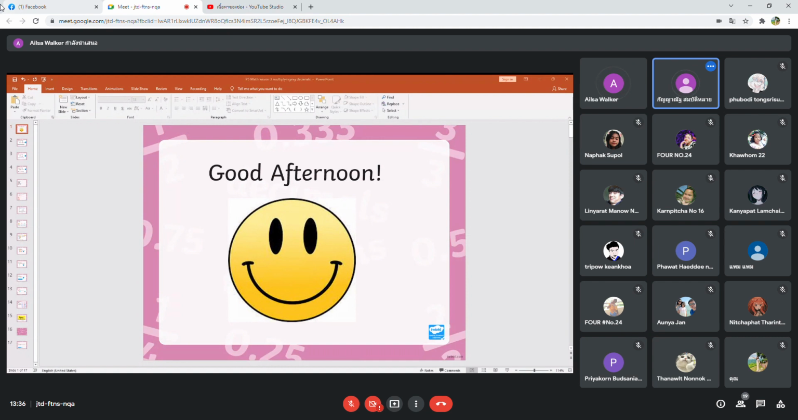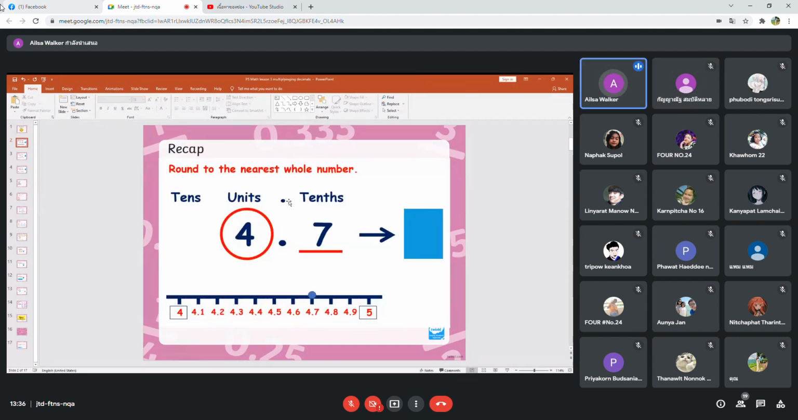Okay. Thank you. So let's recap. We have been looking at decimal numbers. Last week we looked at rounding. Can you remember if we had 4.7, what would we do? Do we round up to 5 or down to 4? Up to 5. Good.